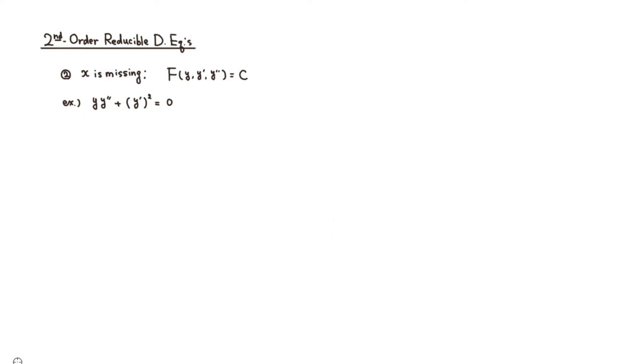Alright, let's look at the second order reducible differential equations. So this is a second case when x is missing from the equation. So f of y, y prime, y double prime is equal to some constant c, right? So here's an example. As usual, we're going to do this substitution.